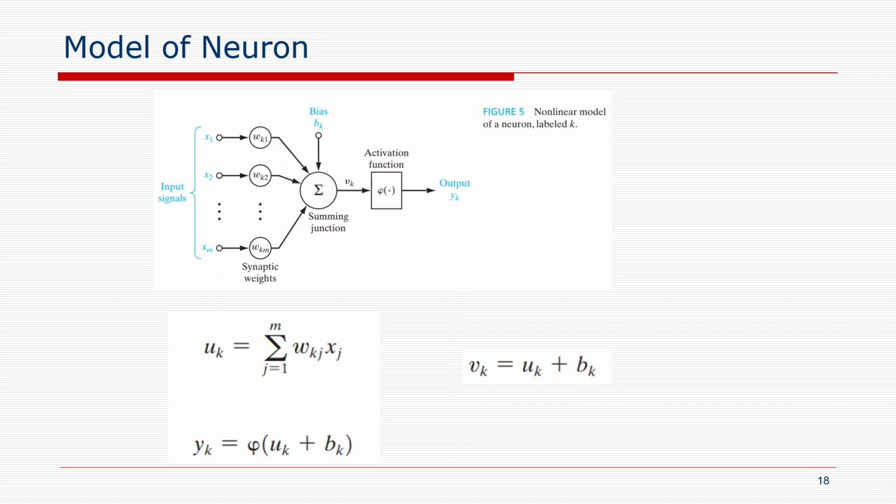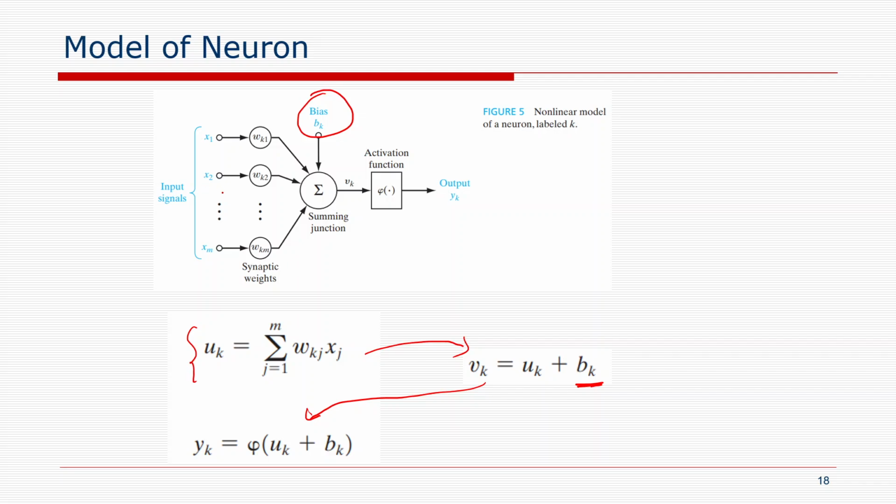Now, this is the model of the neuron that we have seen. That is UK, the multiplication of the inputs with the weights. And then this UK is going to be added with the BK here. And this VK is going to form the input to this particular function. That is, bias is getting treated as a separate input along with this.